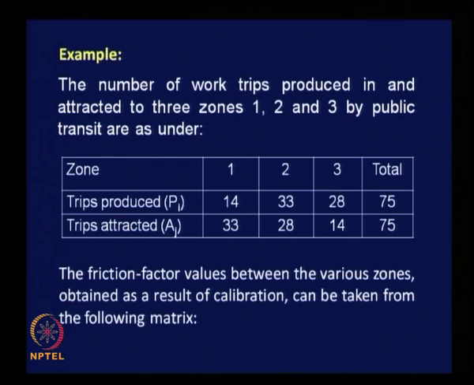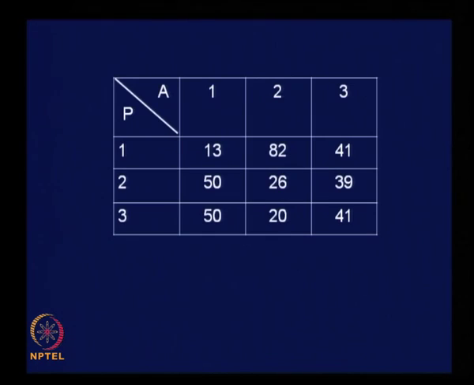The friction factor Fij values between the various zones, obtained as a result of calibration, can be taken from the following matrix. The calibration result is also given to you because we are trying to understand the application of the gravity model in this case. So you have been given the result of calibration. Fij values for the different zonal pairs are given to us. These are the Fij values.